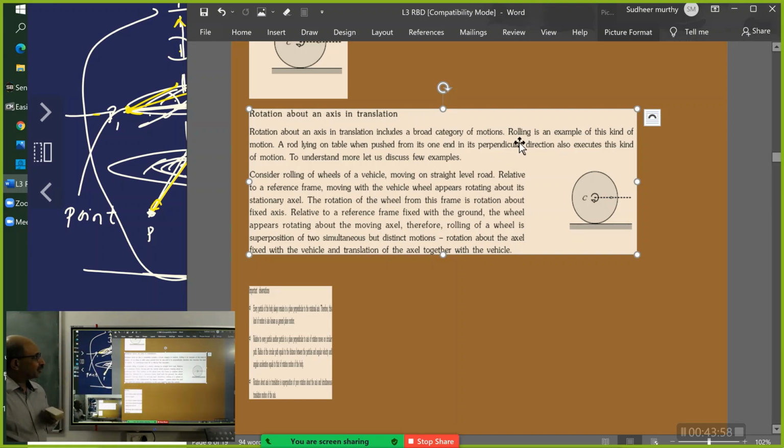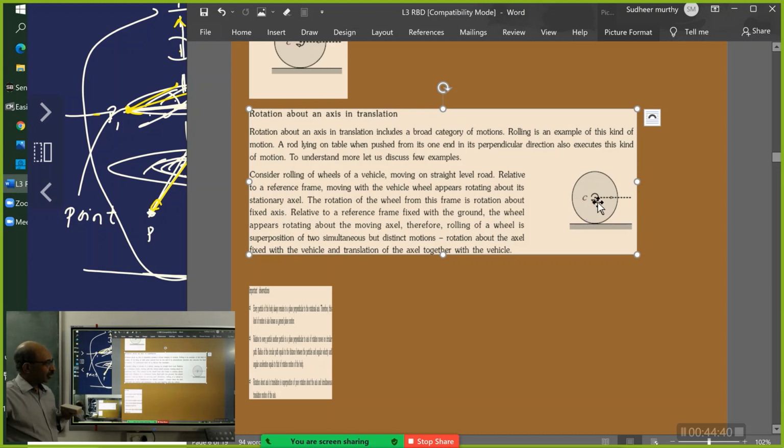That's what it is. A rod lying on a table, when pushed from one end in its perpendicular direction, will also execute this type of motion. Now this rolling also I have explained. The rotation of the wheel is seen from a frame. If you take the center of the circle as the reference point, so with this as the center and this becoming the frame of reference, a moving vehicle's wheel appears to be rotating about its stationary axis.